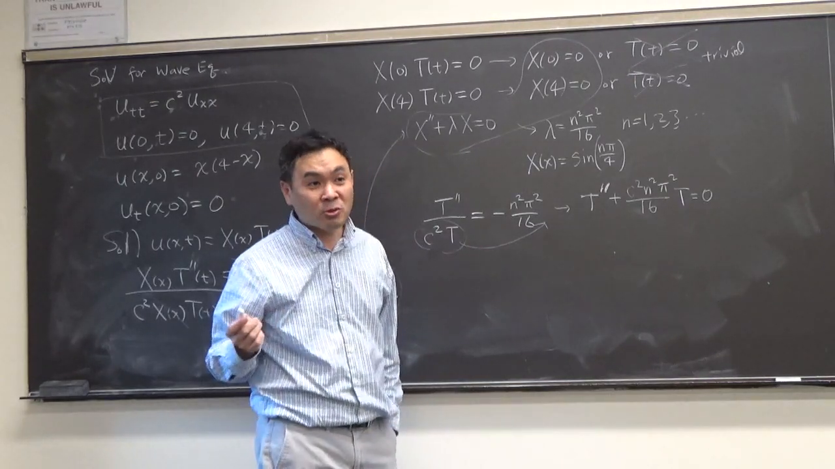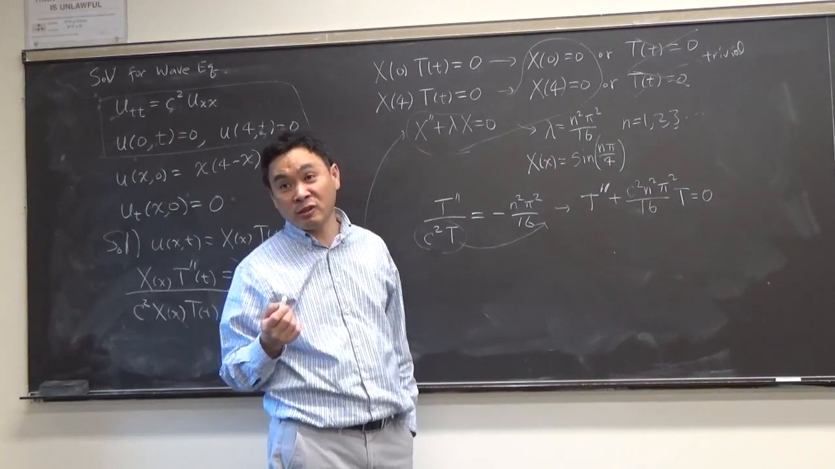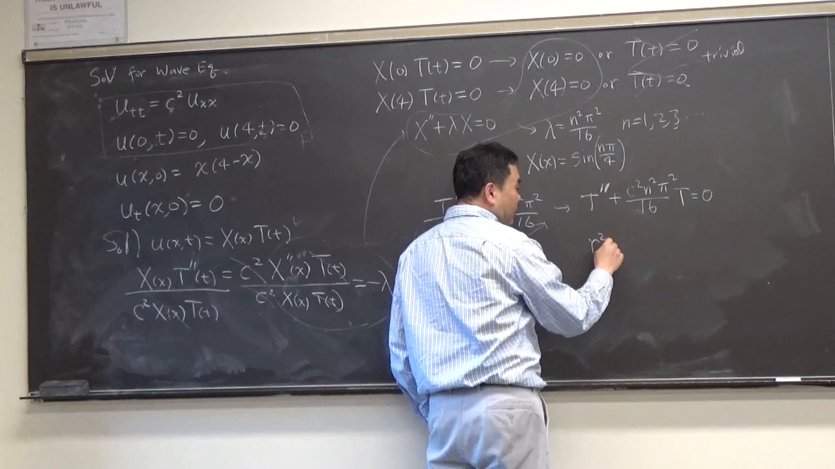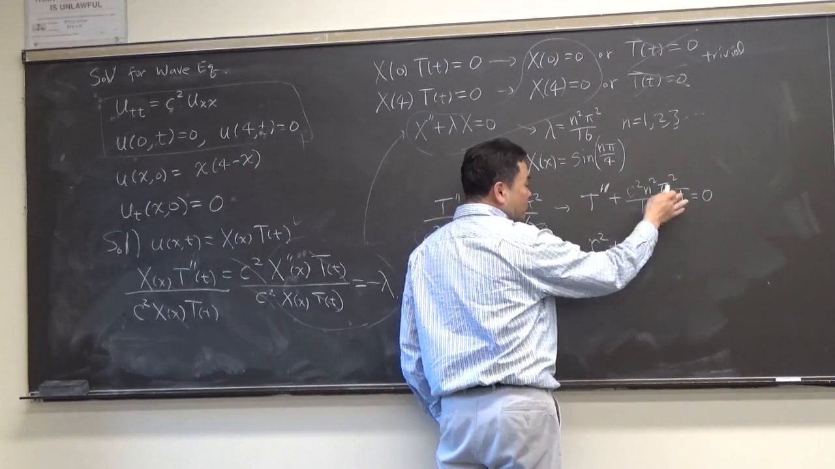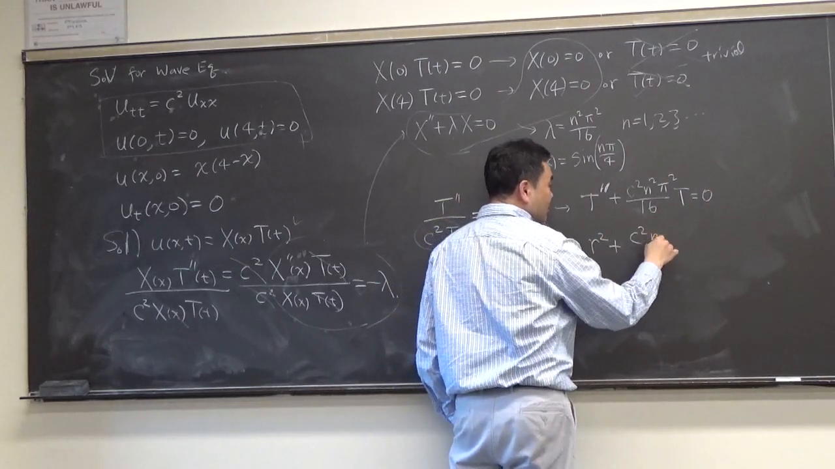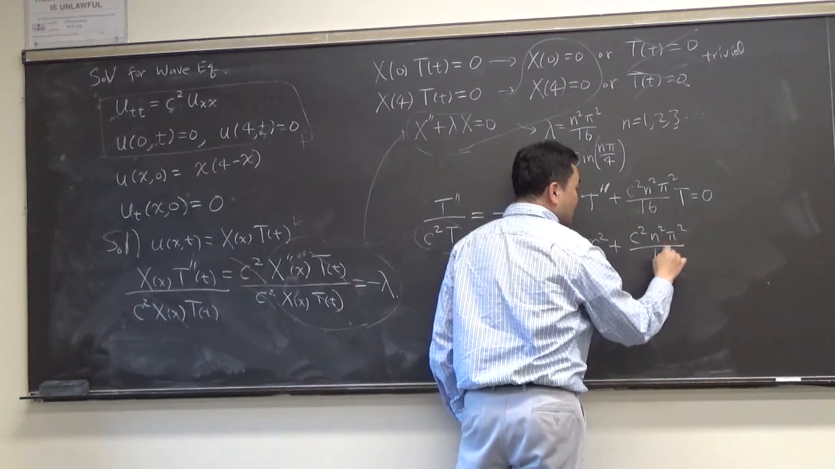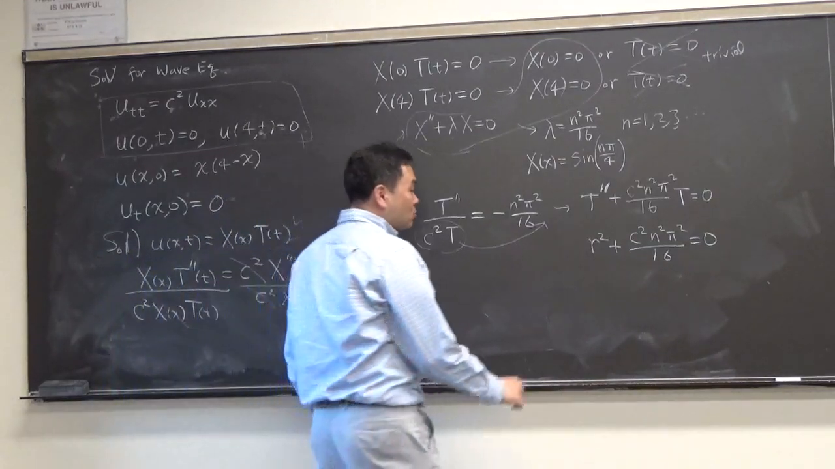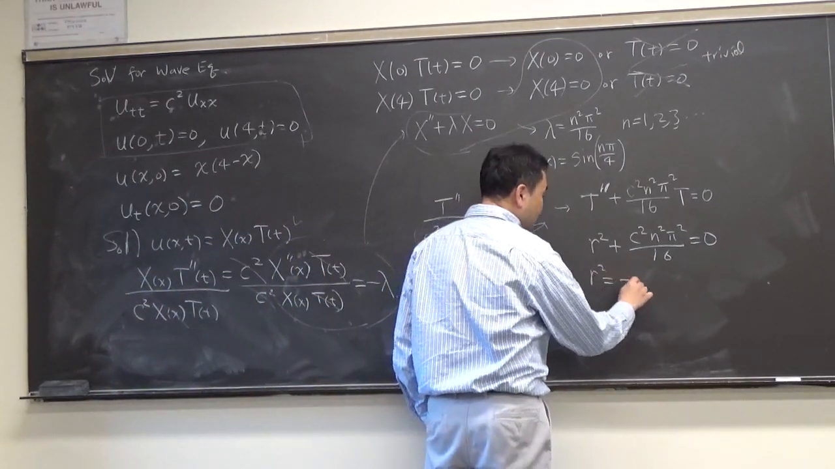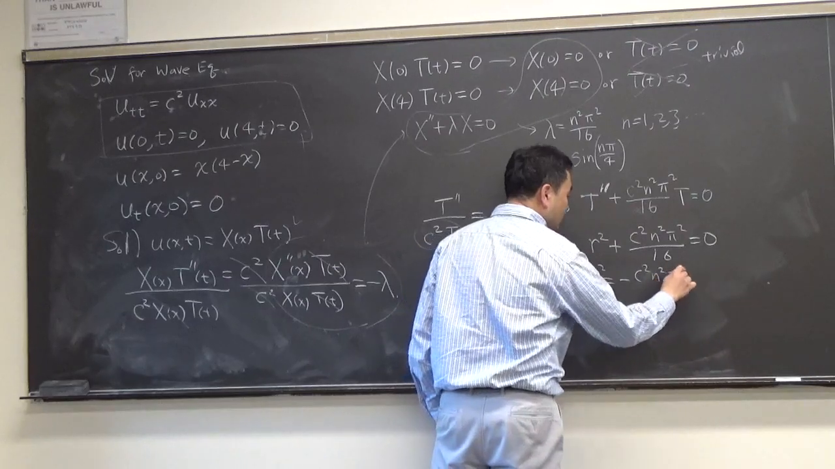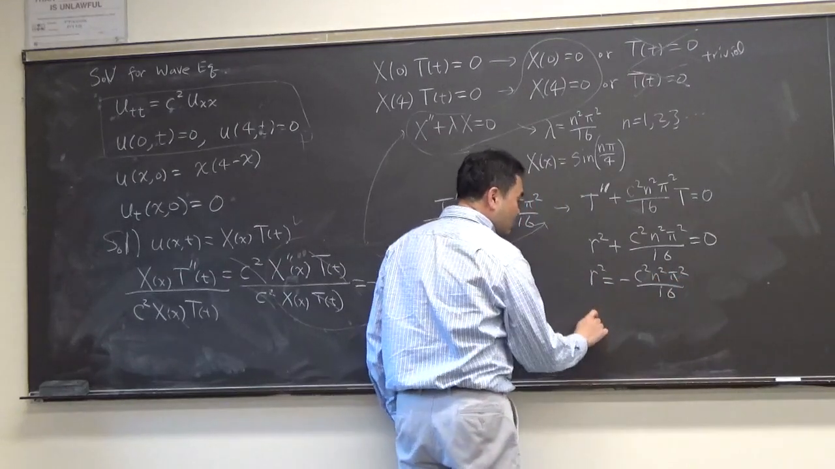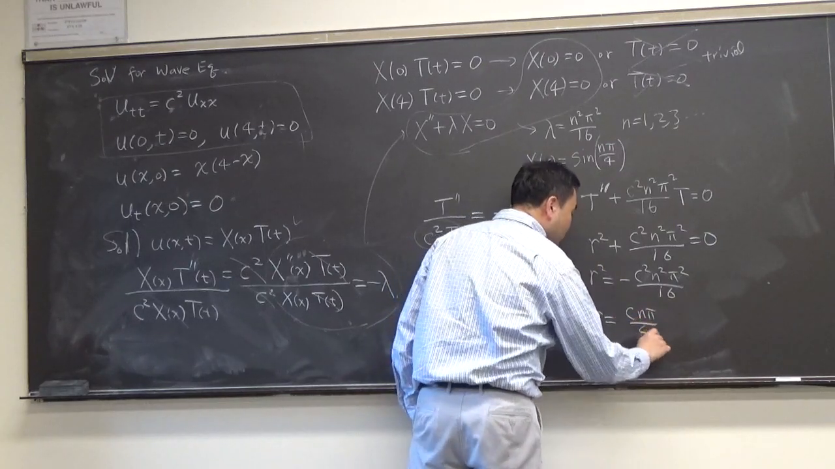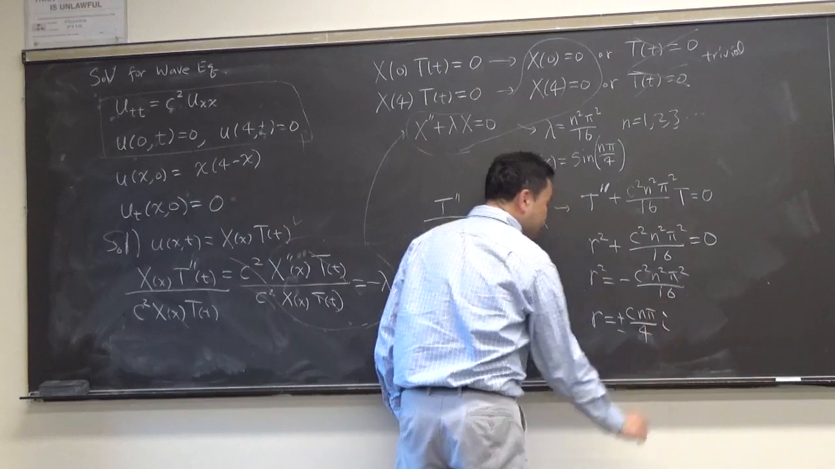How do you solve a second order differential equation? You write down the characteristic equation, right? You replace double prime by r squared. If there's no derivative, it's just a constant. This is going to be your characteristic equation. The solution would be, you take the square root of both sides, r equals c n pi over 4 times plus or minus i.